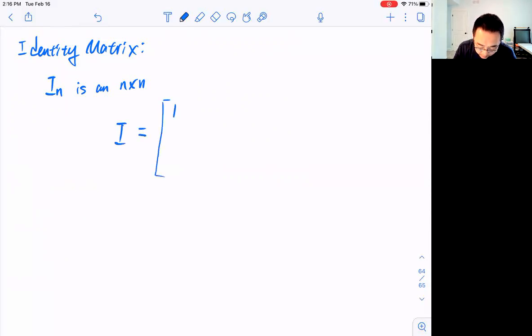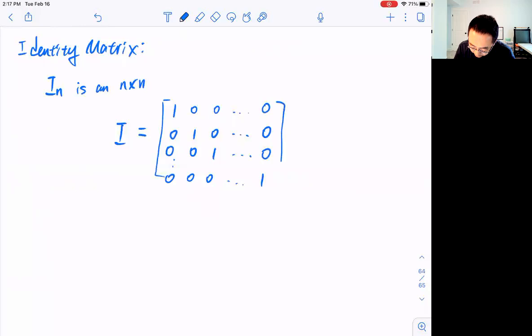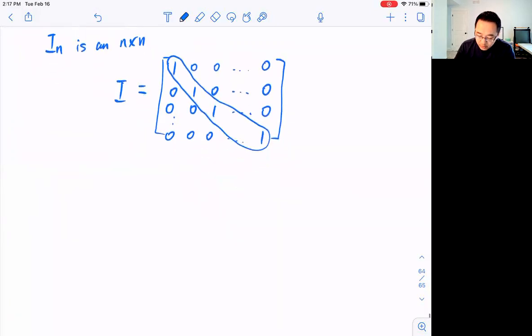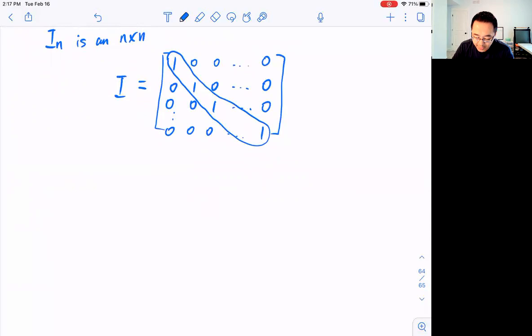1, 0, 0, all the way to 0. The second row gives you 0, 1, 0, dot, dot, dot, 0. And the third one is 0, 0, 1, dot, dot, dot, 0. Then all the way to 0, 0, 0, dot, dot, dot, 1, as the last one. So the main diagonal of your matrix has all the ones, and everywhere else we have zeros. So this one is called the identity matrix.